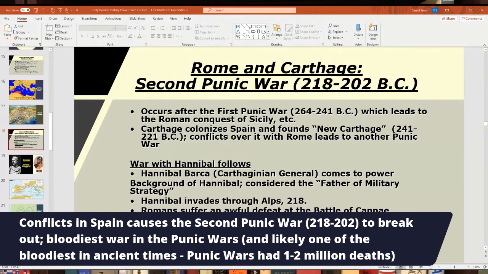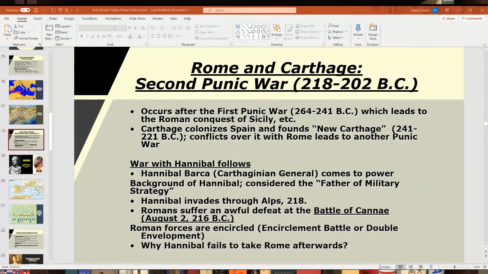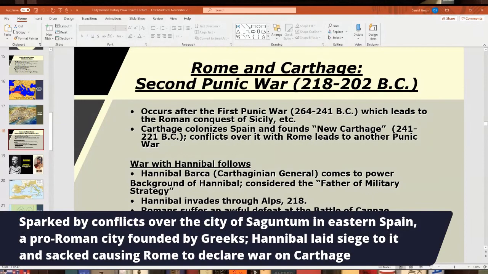I know that's close to that. That's a little bigger than that overall. And what happened to cause the whole thing to break out, there was a city in eastern Spain, on the Mediterranean Sea, called Saguntum. Saguntum was a city founded by the Greeks a long time ago, and it was kind of allied with the Romans. And Hannibal thought that whole area where Saguntum was Carthaginian territory.